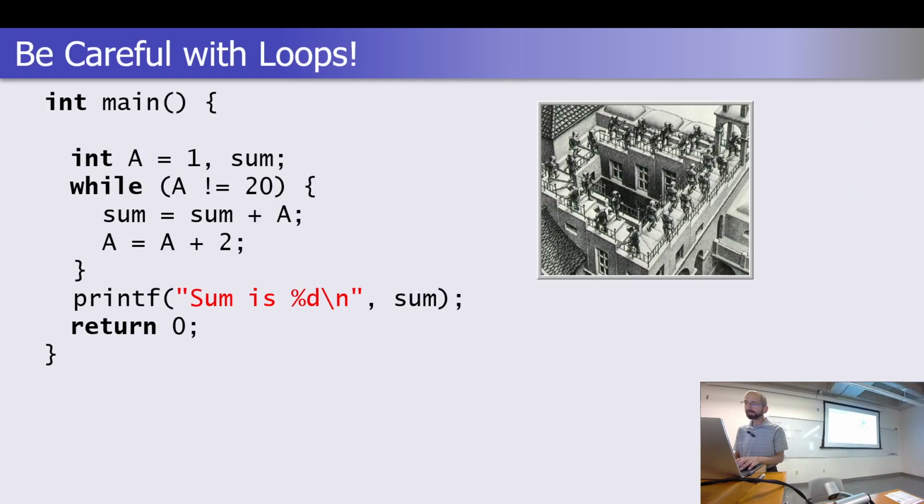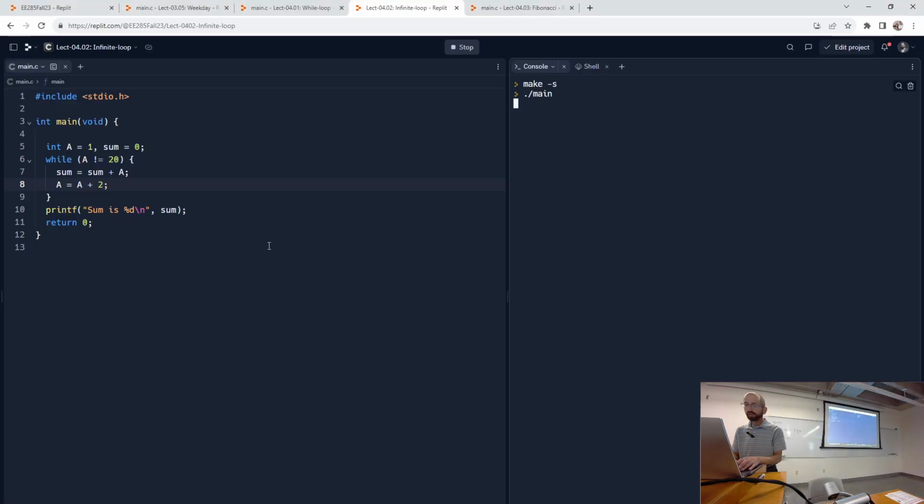Oh, no. It's a crazy stairs program. Let's take a look at it here. Loop control variable is now A. We initialize it to 1. While A is not equal to 20, increment a sum, a running sum of A, and add 2 to A as it goes. If I wanted to add a debugging statement to this program, what would be a good debugging statement?